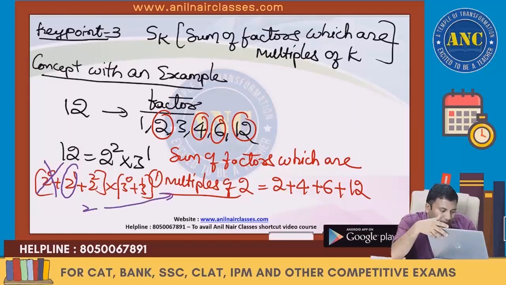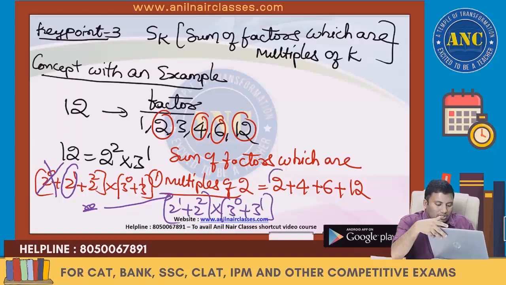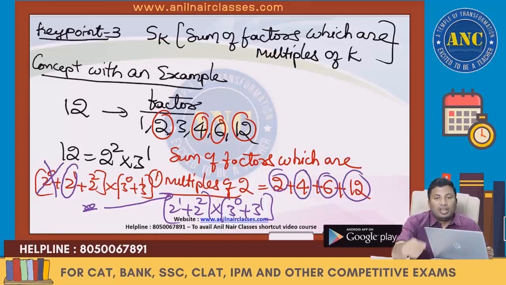So this can be written as (2 power 1 plus 2 power 2) into (3 power 0 plus 3 power 1). 2 1s are 2, 2 3s are 6, 4 1s are 4, 4 3s are 12. So if it is multiples of 12, start from the lowest power of prime basis, which will result in 12. I will do 2 more examples, it will be clear.